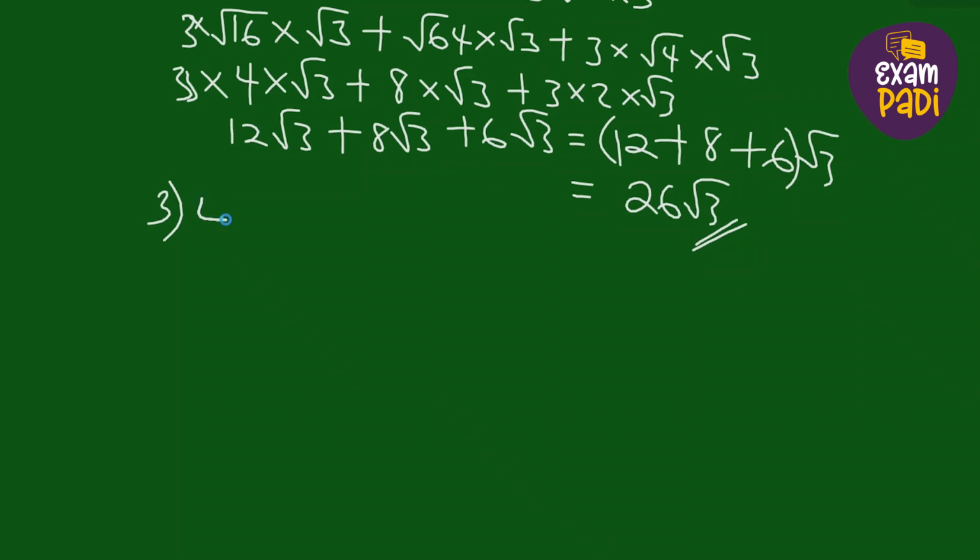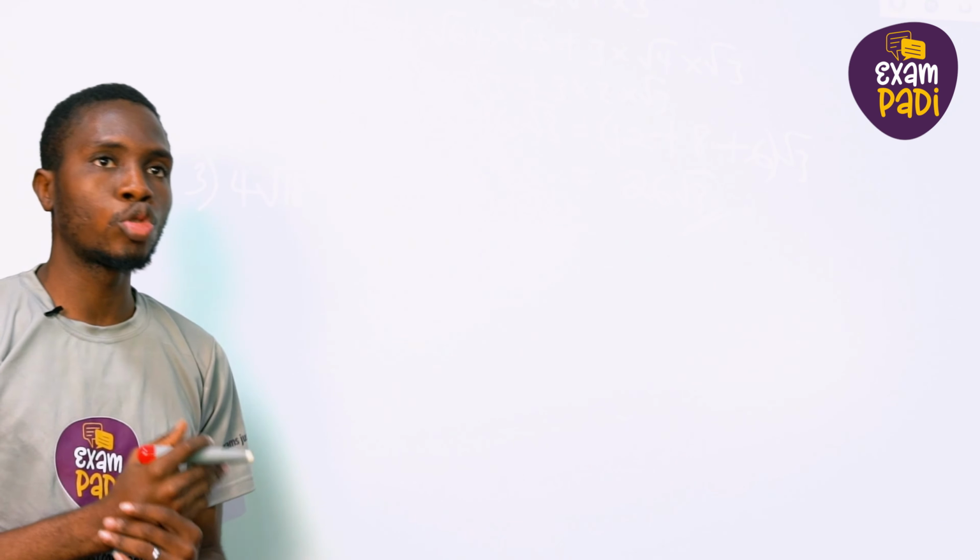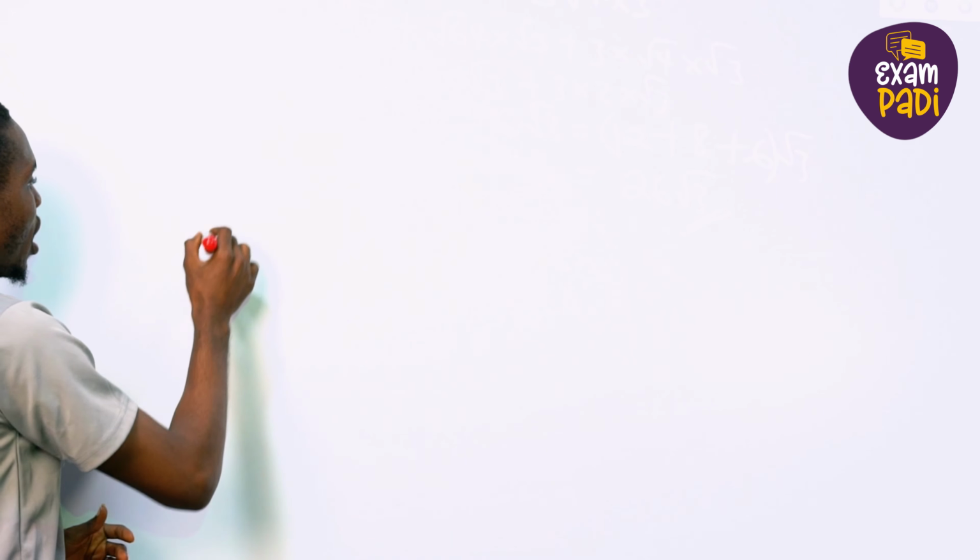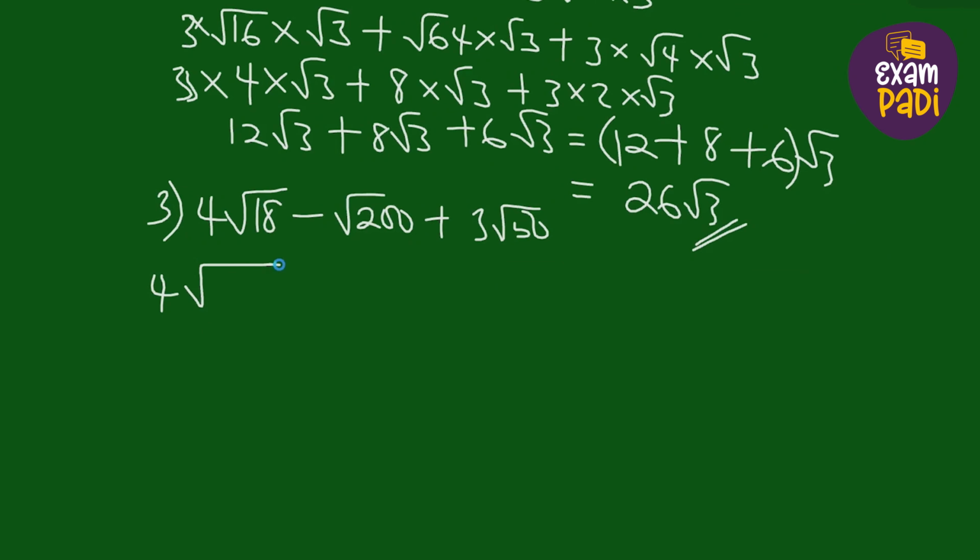We have 4 root 18 minus root 200 plus 3 root 50. So also we need to simplify this to their simplest form. So we have 4 root 18, which can be written as 9 times 2. While 200 can be written as 100 times 2. And we have 3 root 50, which can be written as 25 multiplied by 2.